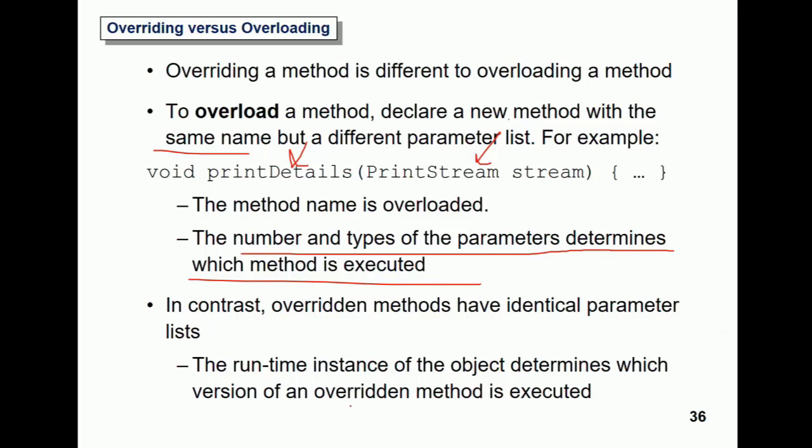In contrast, with overriding methods, which we talked about just earlier, we have identical parameter lists. That's the same method being executed in different classes, with the same parameters. So you're passing the same parameters throughout the different classes. The runtime instance of the object determines which version of the overridden method is executed, which is what we just talked about, which is called dynamic binding.